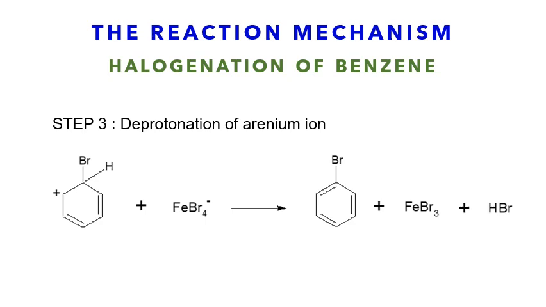The third step is the deprotonation of the arenium ion. In this step, FeBr4 1- will remove the proton from the arenium ion and restore the pi electrons in the benzene ring. At the end of this reaction, we will get a stable bromobenzene, as well as the Lewis acid catalyst FeBr3 and the HBr.